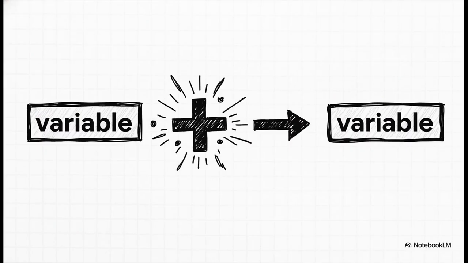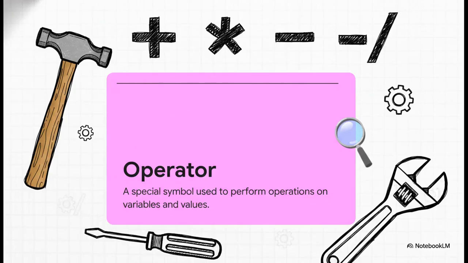It all comes down to these things called operators. They are the essential little symbols that make everything happen in our code. If your variables are the nouns, the things we're working with, then operators are the verbs that get the action done. Okay, so here's the official definition for you. An operator is just a special symbol that performs an operation.